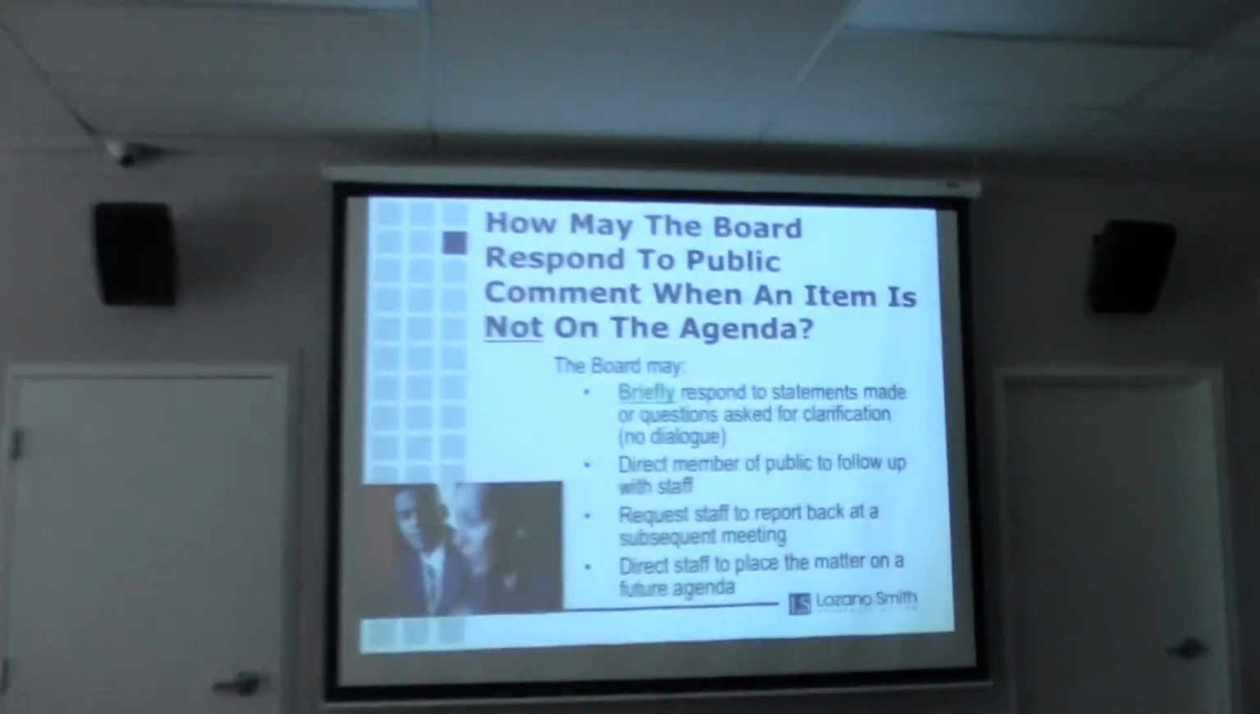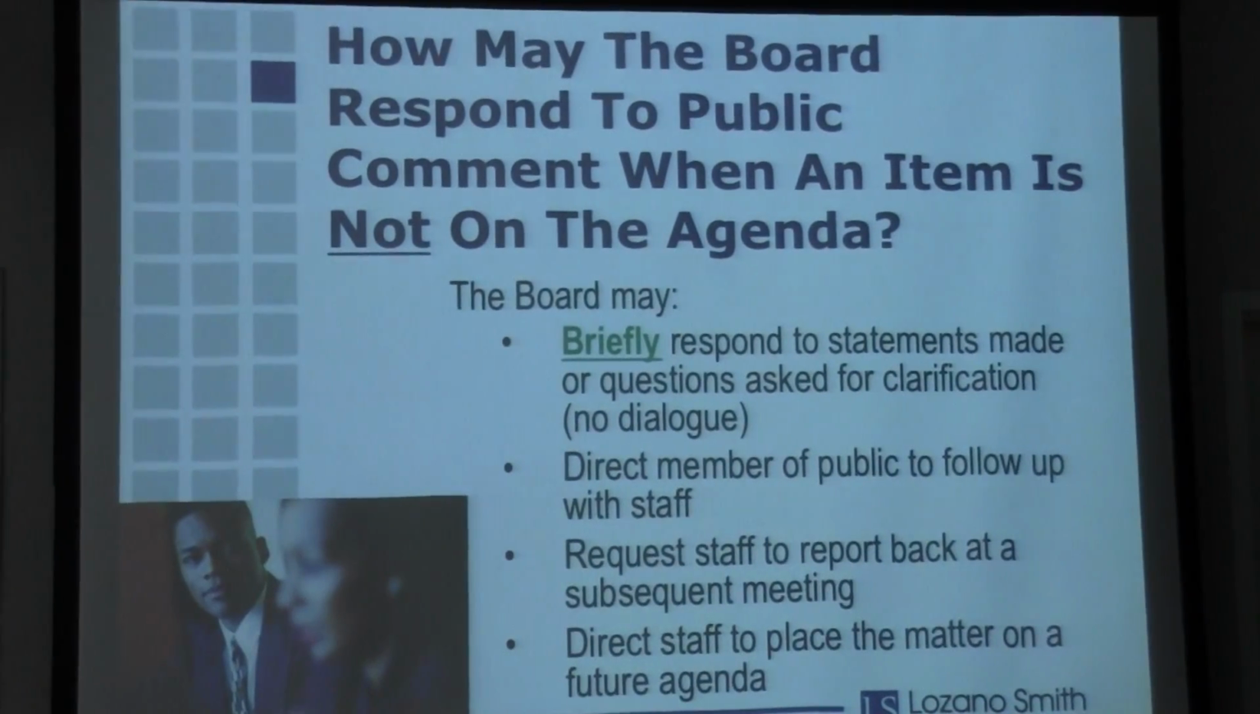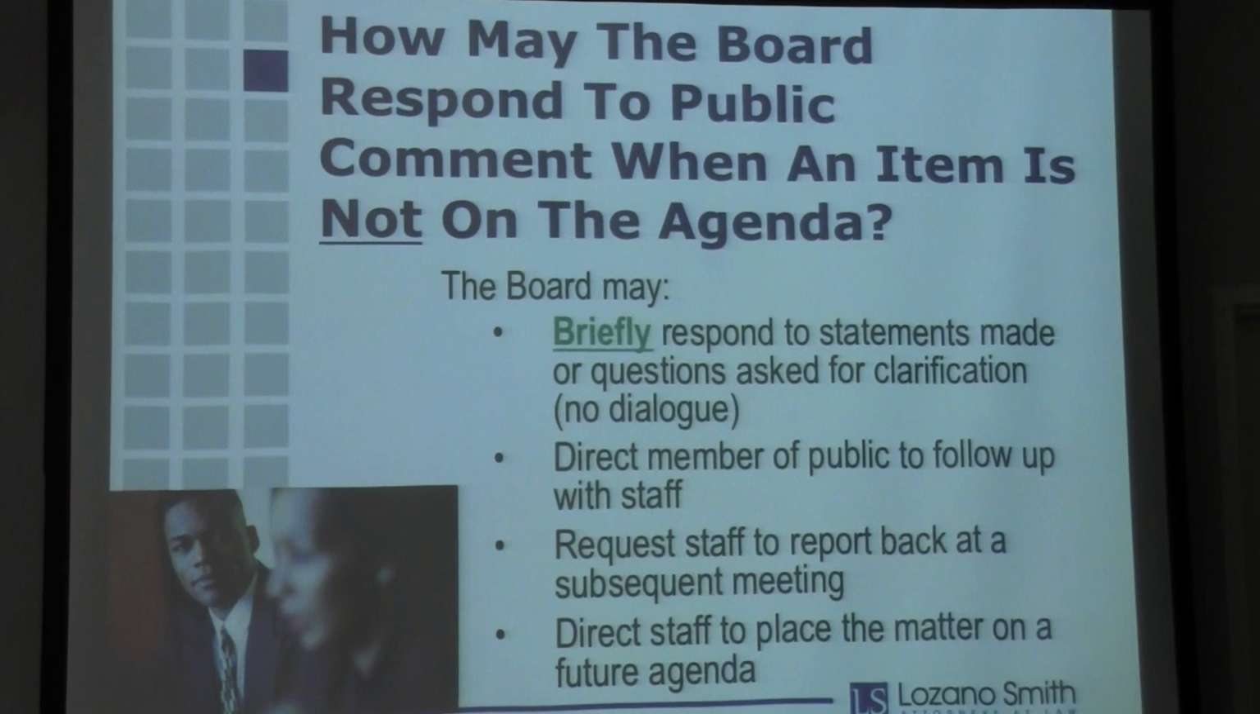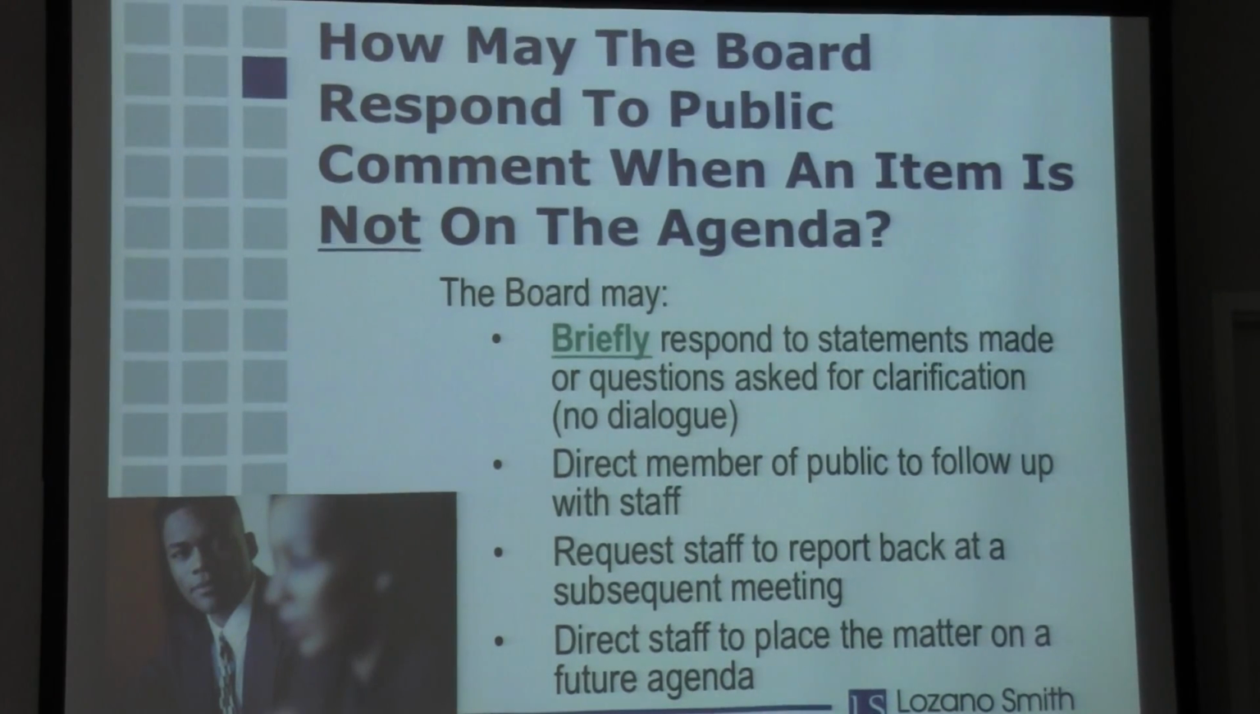Now, if an item is not on the agenda, your hands are fairly tied at that point, because if it's not on the agenda, you're not supposed to engage in any substantive discussion regarding that item. That's a basic Brown Act requirement, because the world was not put on notice that you might be talking about it. So these 4 bullet points here are the things that the Attorney General's office has said you can do when you receive public comment on an item that's not on the agenda.